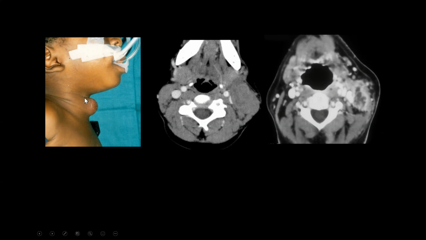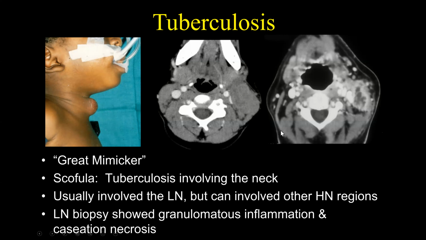But then on the other hand, if you have ever traveled to India or South America, you may be familiar with something that looks like this. This is actually tuberculosis, and this turned out to be scrofula. This is tuberculosis involving the neck. And in this case, on the right-hand side, they ended up placing a PPD, and it was PPD positive. So this was actually tuberculous adenitis.